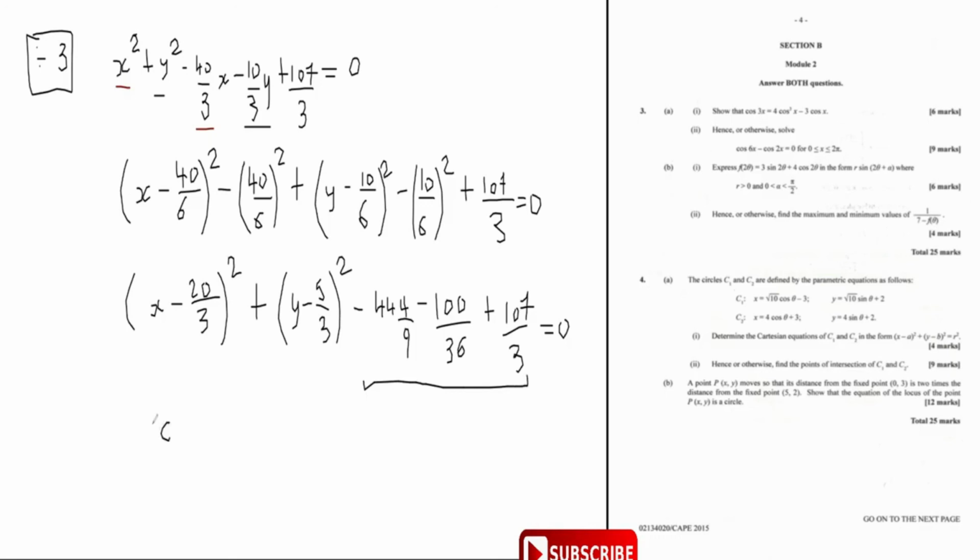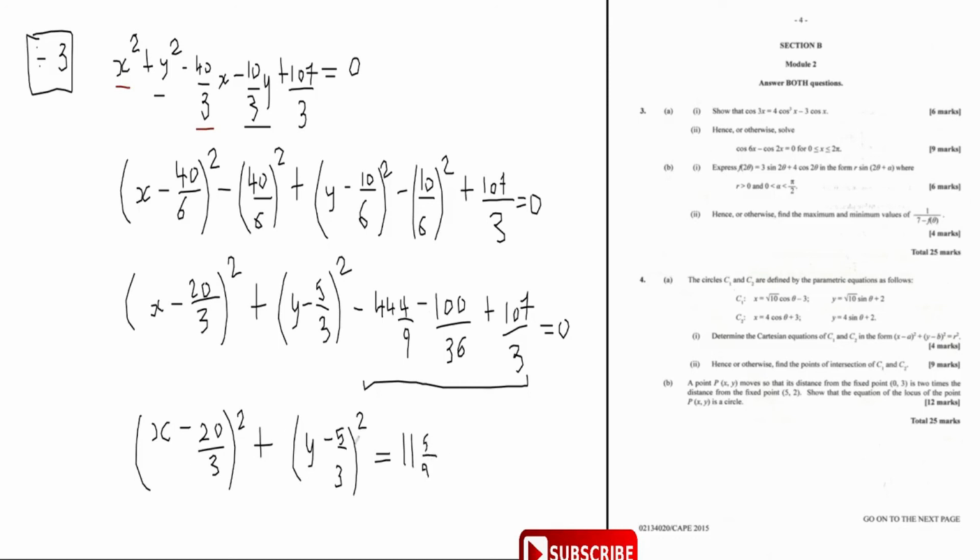So finally, what we get now is x minus 20 over 3 squared, plus y minus 5 over 3 squared. And adding up all of these, I'm going to put equal to, so we bring the sum over to here. So we have minus 44 and 4 over 9, minus 100 over 36, plus 107 over 3. All right, and we'll bring it over here. We're getting 11 and 5 over 9.